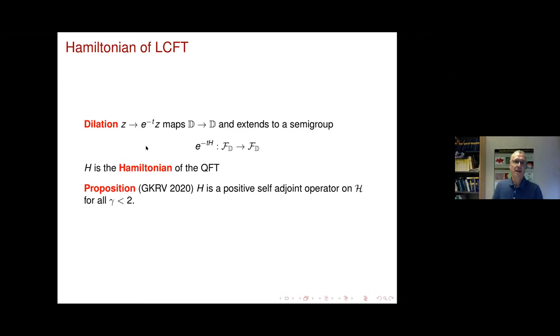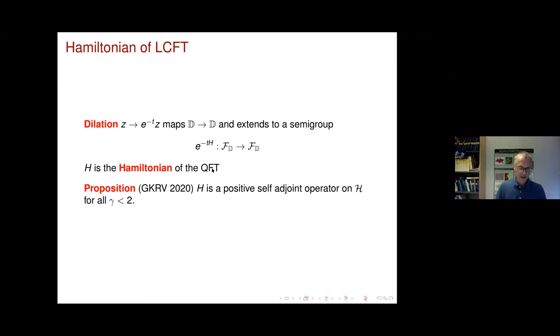Well, again, I told you that this time is really the Rayleigh variable. So if you dilate the z by e to the minus t, where t is positive, then that maps the disk to itself. And obviously, once you extend it then to functionals of the field, it maps the FD to itself, okay? And these dilations form a semigroup. So these objects here also form a semigroup, and they actually form a contraction semigroup whose generator is the Hamiltonian of the quantum field theory.